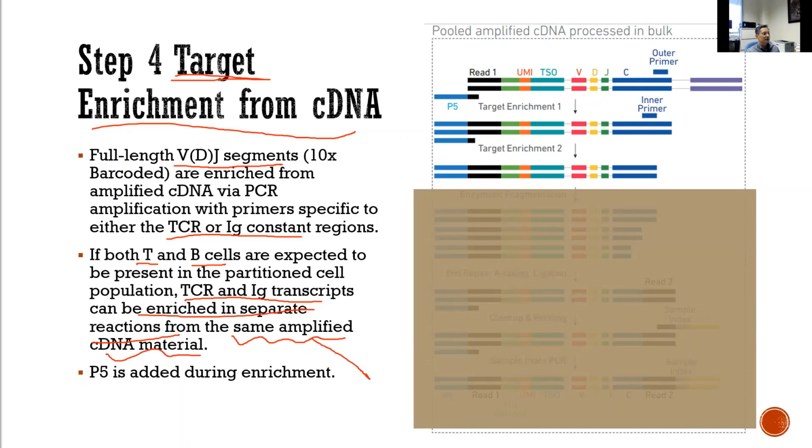Remember, the same cDNA material contains the information of the individual cell. That's the cell barcode in there. So you will get the information for the identifier, the cells individually. Either they are B cells or T cells. You can trace back to the same cell once you decide to do the gene expression analysis for those cells as well.